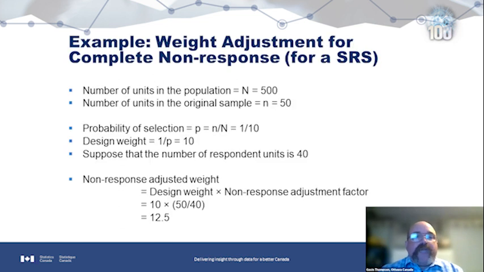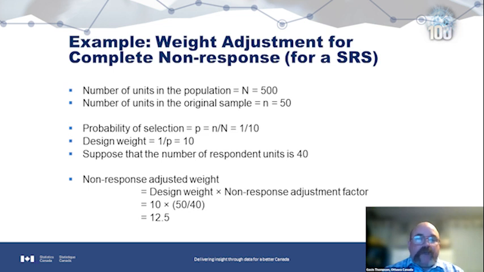So suppose that we had a population of 500 and we were supposed to sample 50 units. Again, I like to talk in people. So we're supposed to sample 50 people amongst 500. The probability of selection is 1 in 10. So the design weight is 1 over this probability, so the inverse, which gives us 10. So this means that each person that answers represents 10 other people if everyone answers. So any one of those people that answer represents themselves and 9 others.